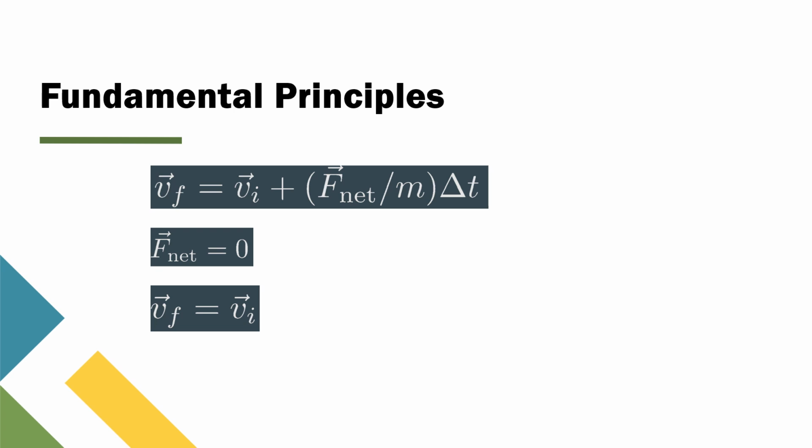Next, we're looking into the fundamental principles used within this lab. We can see here the updated velocity formula: velocity final is equal to velocity initial plus the net force divided by mass times the change in time. For all purposes of this lab, net force is zero, meaning that the second half of this first equation is not considered. So here we get velocity final is equal to velocity initial. And here we can also see that mass does not have any change in the results of the lab.